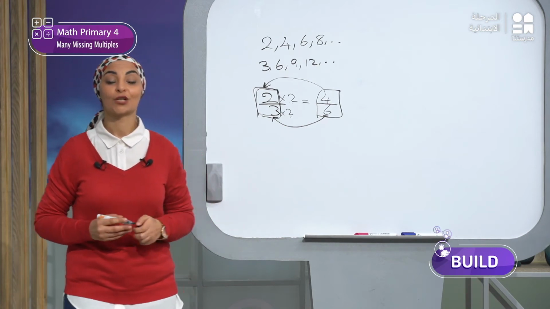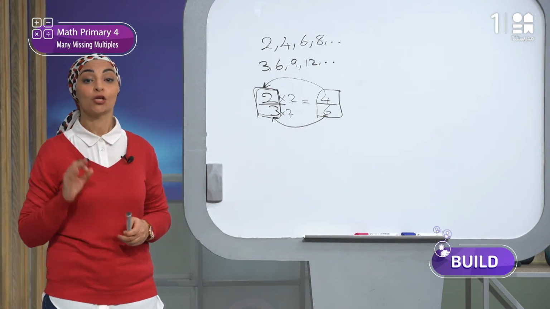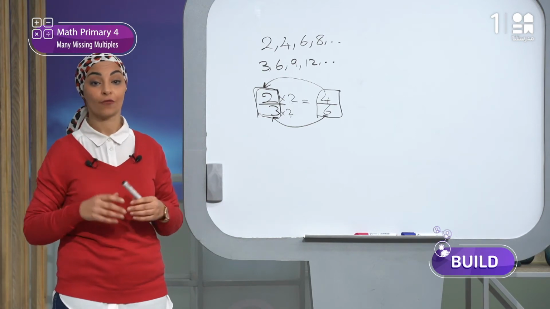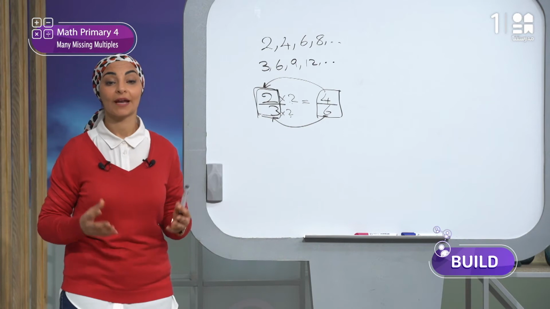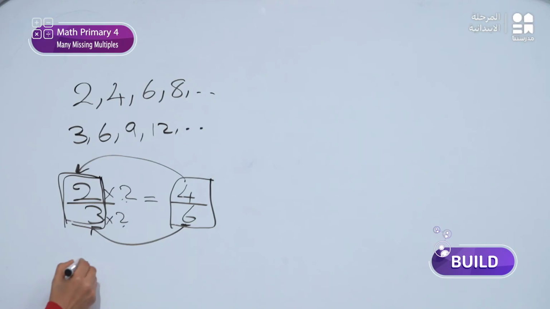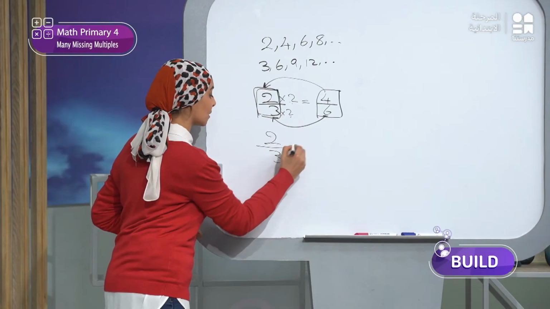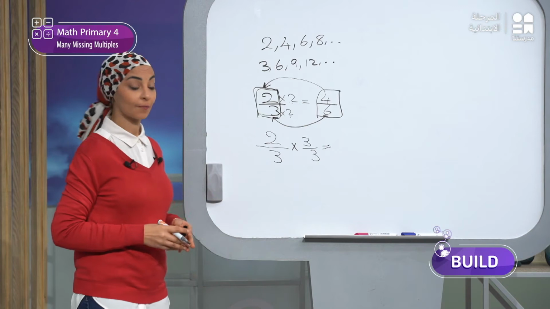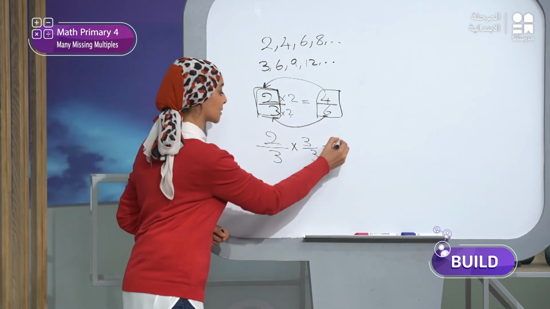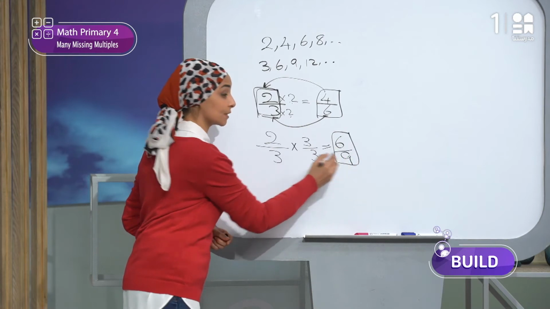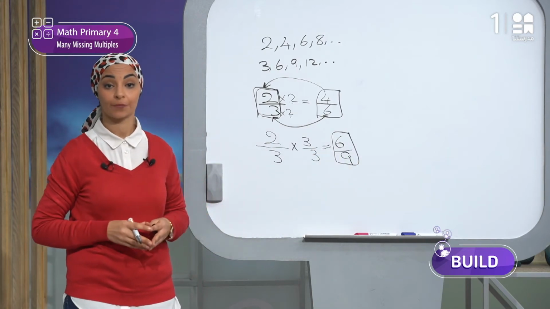طيب now after using the idea of multiples you could find a fraction equivalent to 2 over 3 and 4 over 6. ممكن نعمل 2 over 3 by 3 over 3. تعالوا نشوف كده لو عملت 2 over 3 times 3 over 3. The answer is what? 2 times 3 is 6 with 3 times 3 is 9.